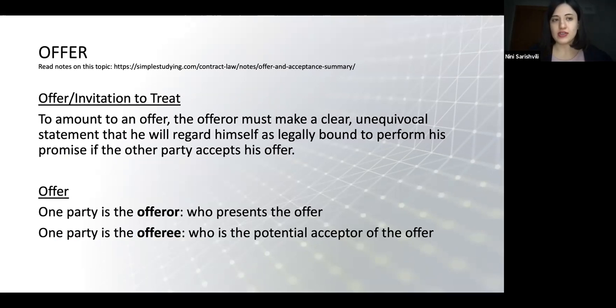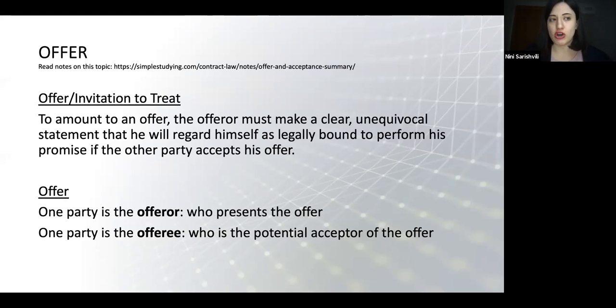The first thing you need to know is what is an offer. What is an offer and what is an invitation to treat? To amount to an offer, the offeror must make a clear and unequivocal statement that he will regard himself as legally bound to perform his promise if the other party accepts his offer. However, there is a possibility for the statement to be an invitation to treat rather than an offer.